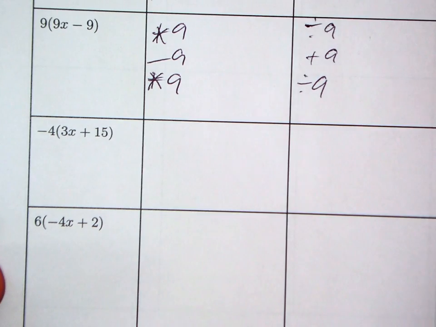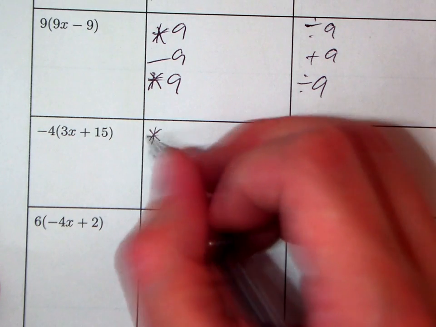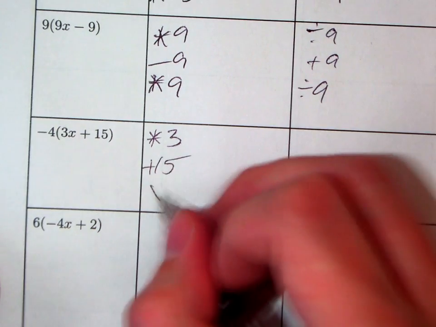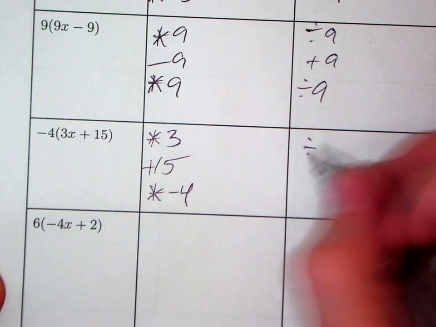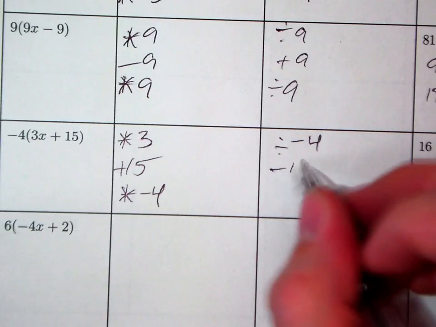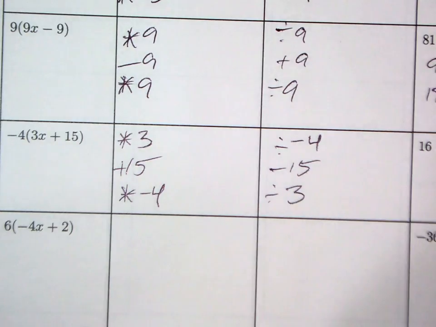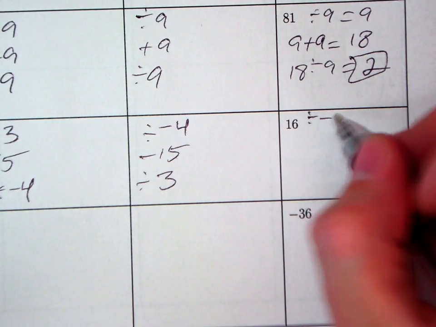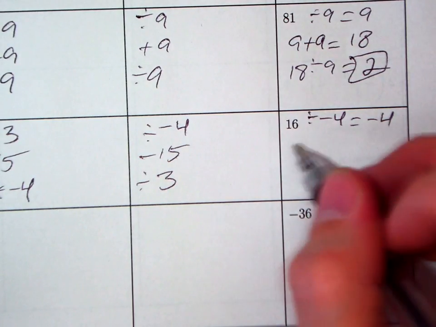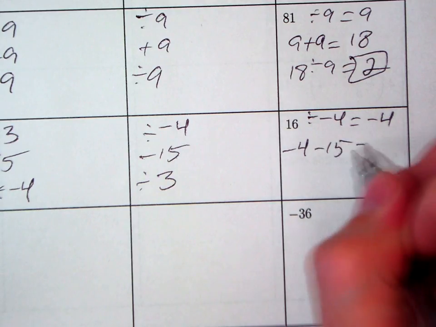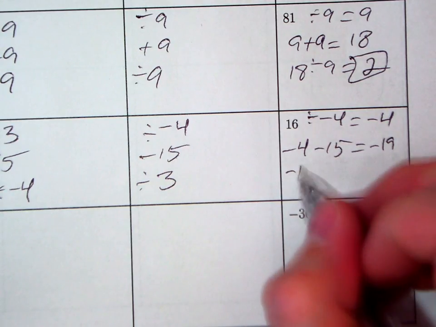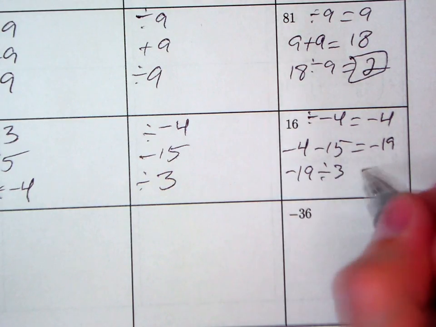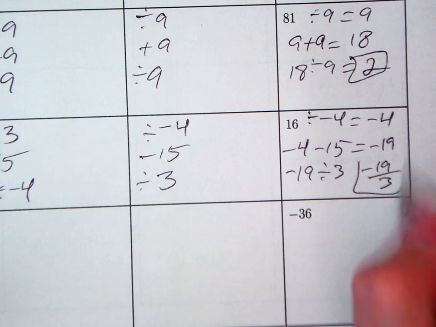Next row. What do we do to x? We multiply it by 3, we add 15, we multiply by a negative 4. So we divide by a negative 4, we subtract 15, and we divide by 3. Starting with 16 divided by a negative 4, we get negative 4. Negative 4 minus 15 is equal to negative 19. Negative 19 divided by 3 is negative 19 thirds.